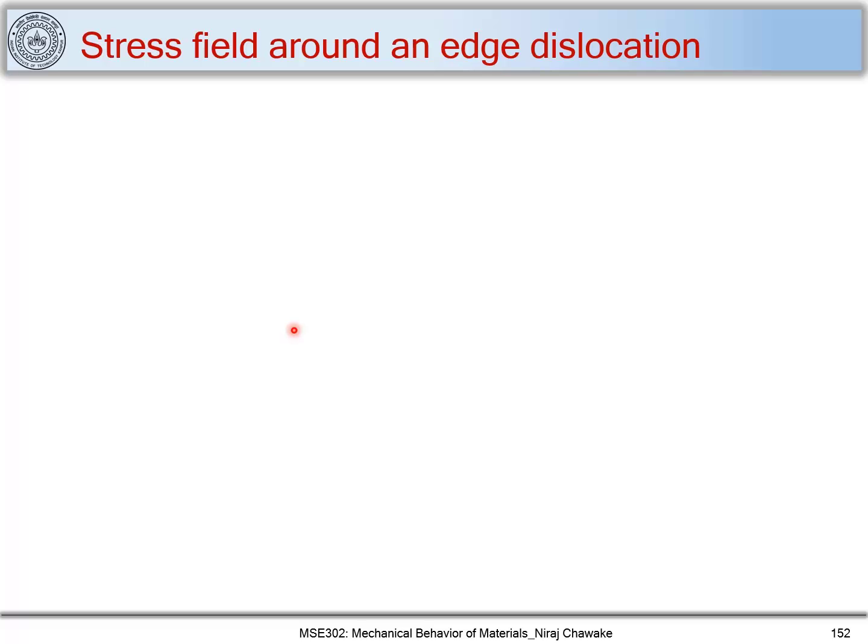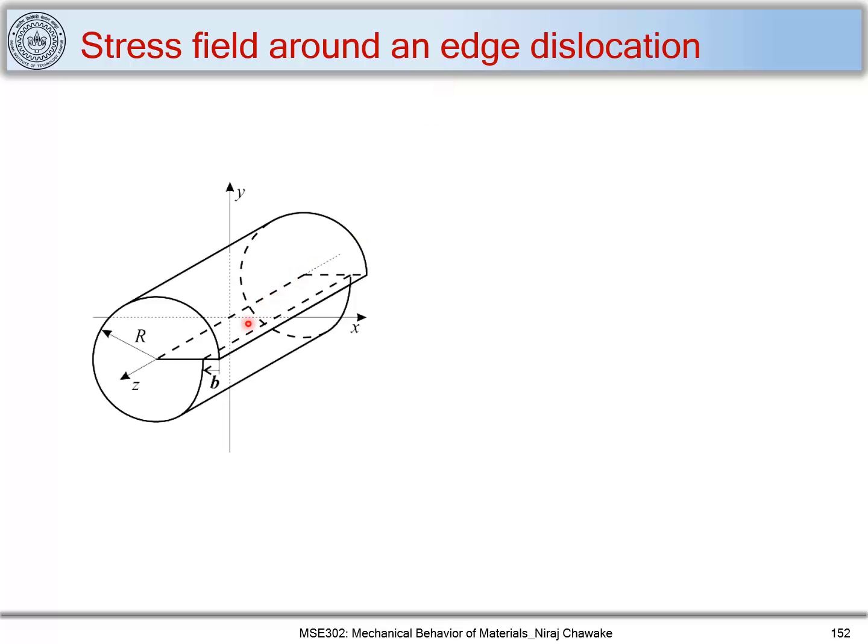In the last part, we have seen a stress field around a screw dislocation. In this part, we'll be looking at the stress field around an edge dislocation. For doing that, let's consider a cylinder which has been sheared along this direction. Let's mark the coordinate axes as x, y, and z in this way.